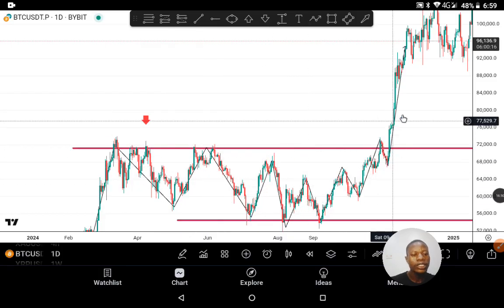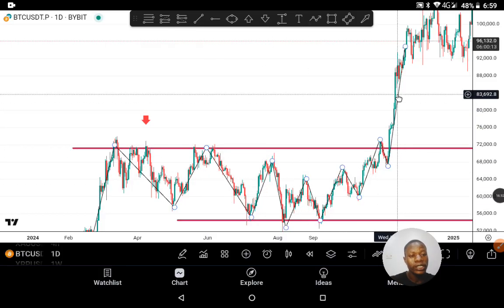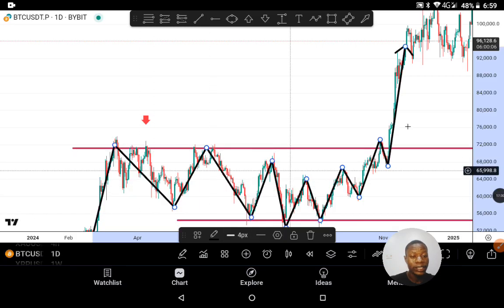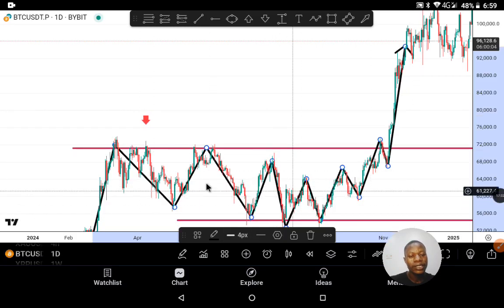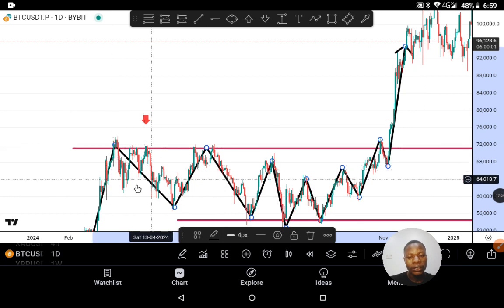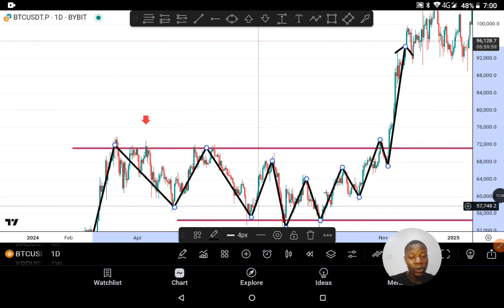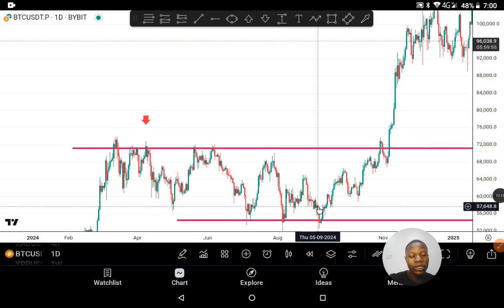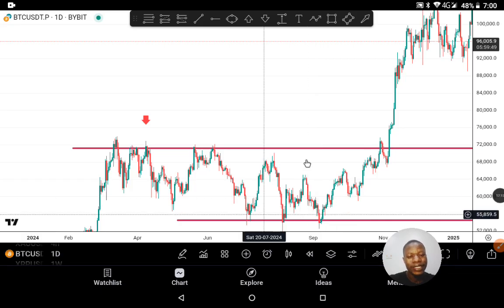So what can you deduce from this structure here? I believe you can all see it. That is the movement, the swing high, swing low, swing high, swing low, on the daily time frame. So let me show you what other aspect of market structure we have on this chart.